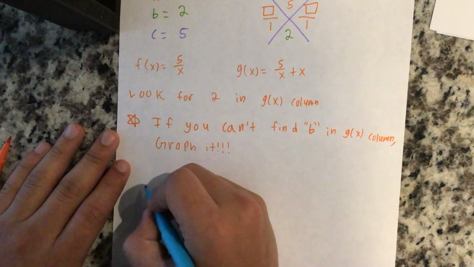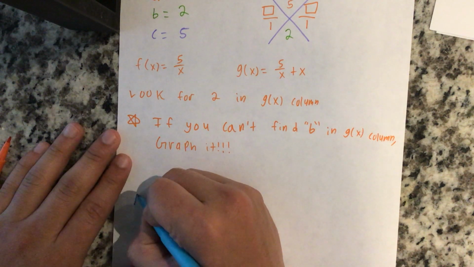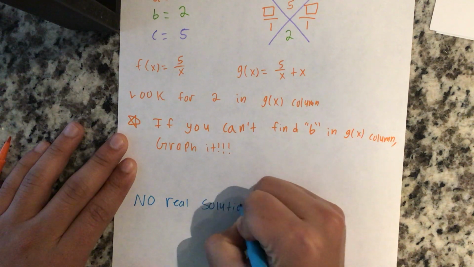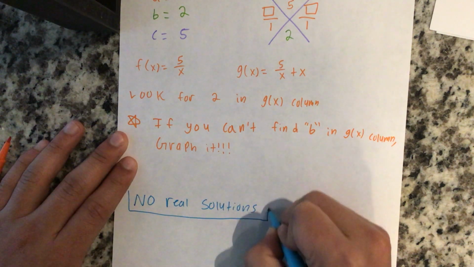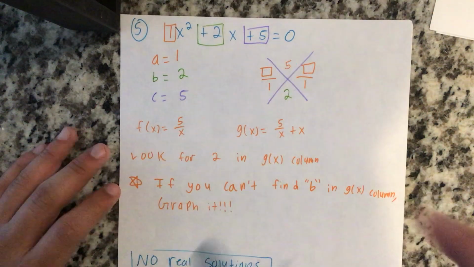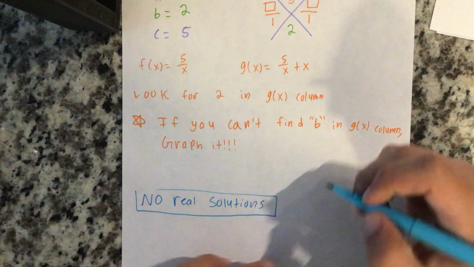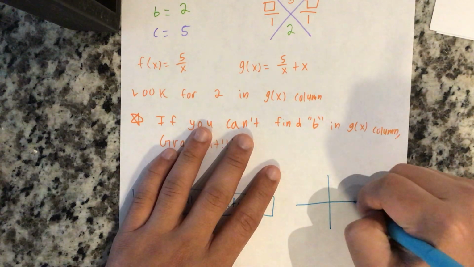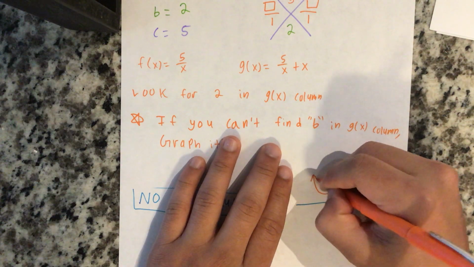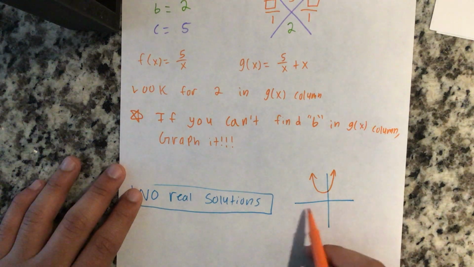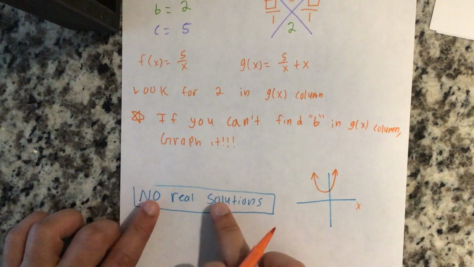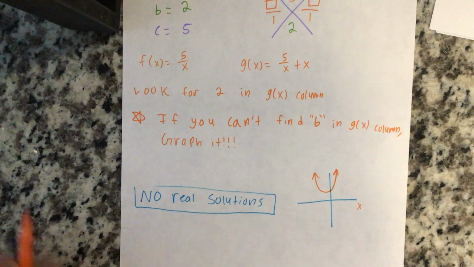So there are no real solutions to this quadratic equation, because this quadratic equation never crosses the x-axis. I'm just going to draw a picture on the side. It looks kind of like this, right? It never touches the x-axis. It never crosses the x-axis. So this means there are no real solutions, okay? Let me write that down.